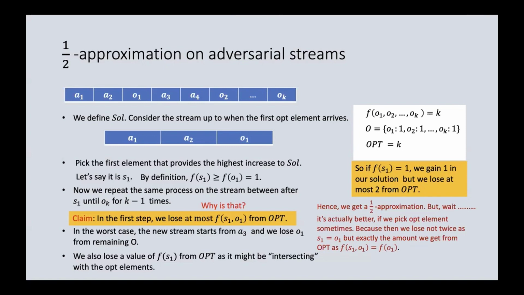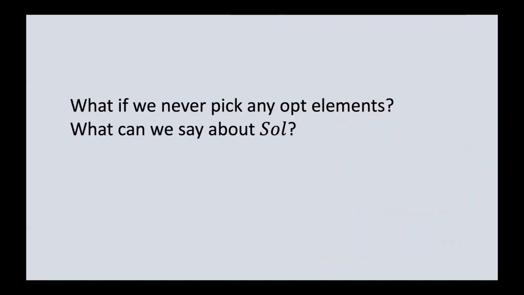So we lose a value of f of S1, O1. And in this case, S1 happens to be O1. So we lose at most f of O1, and we also gain f of O1. So what if we never pick any opt elements? What can we say about sol?